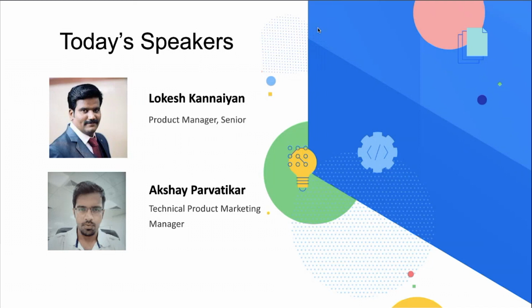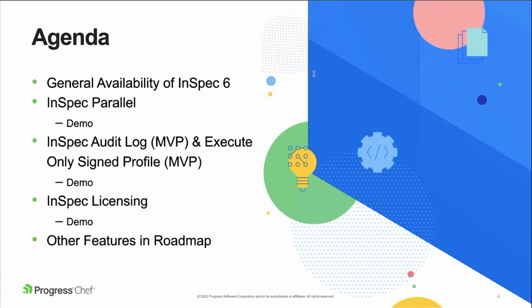Thanks, Akshay. Now let's move on to today's agenda. Over the course of today's session, we'll cover the key features we have launched for InSpec 6. We will cover the InSpec Parallel feature, which helps compliance users do quicker audits. We'll also cover the importance of sign profile and audit log support functionality and how these features help enhance the security aspects for compliance users. And then how users can access and activate the InSpec 6 license key.